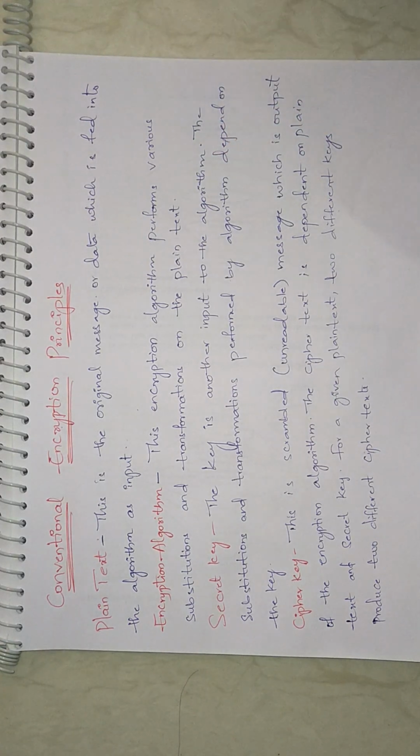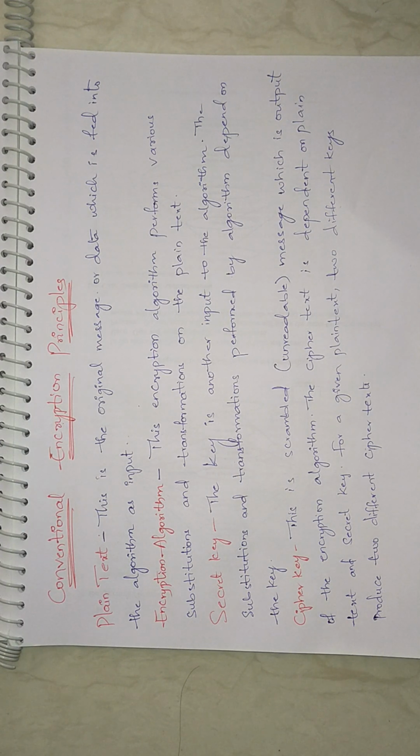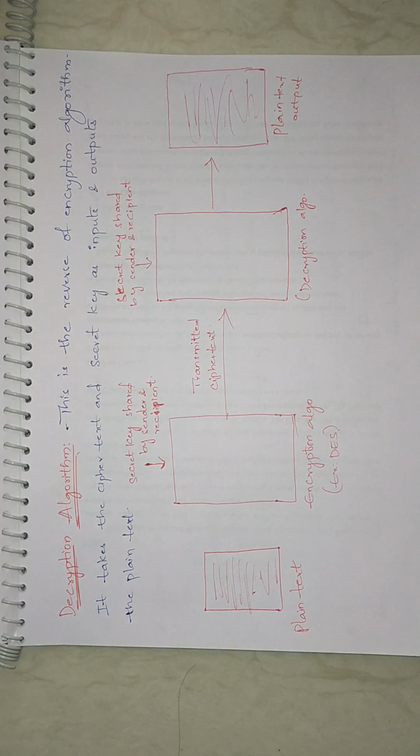Hello guys, in today's video we are going to see conventional encryption principles. These are the basic things that every algorithm requires. Without these things there is no use of the algorithm, or we cannot transfer the information. For every process we need plain text, an encryption algorithm, a secret key, cipher text, and then a decryption algorithm, and then we'll get plain text again.